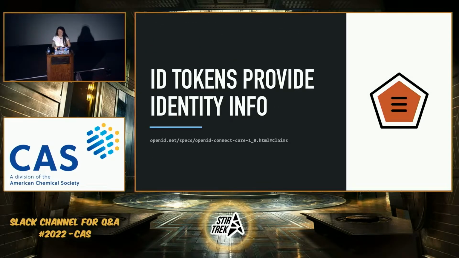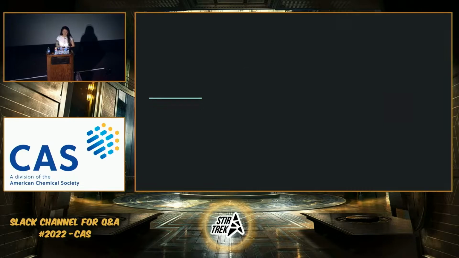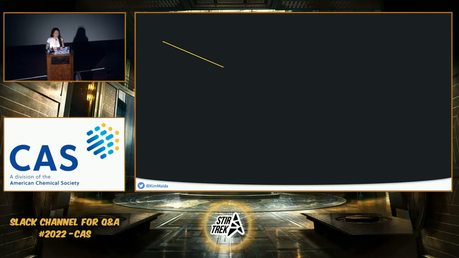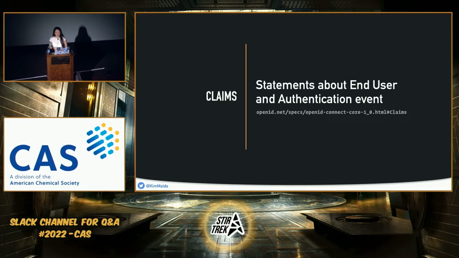So now we have validated the ID token data, which means that we have access to it and we can actually use it in our applications. Now, the payload segment contains most of the useful data, and this is a JSON object with claims in it. These are statements about the end user and statements about the authentication event itself.